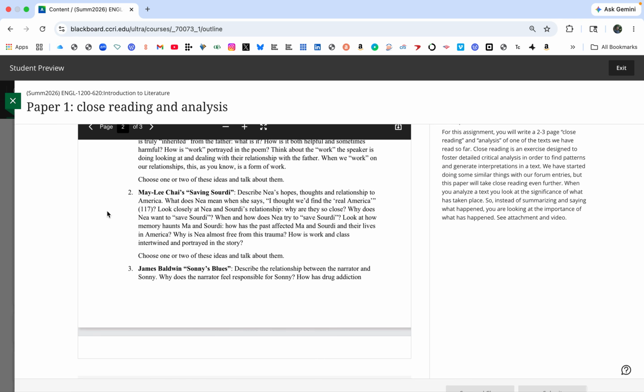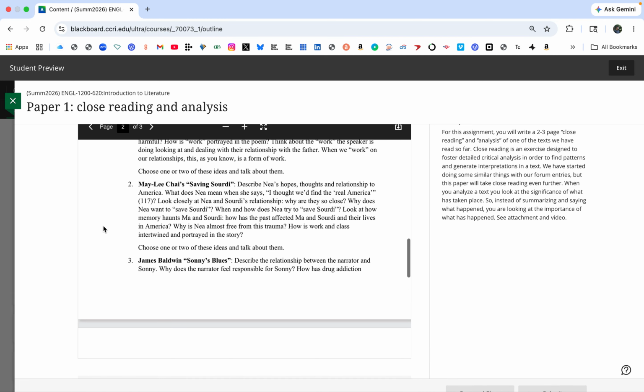Emily Chase's "Saving Sokha." Describe Nia's hopes, thoughts, and relationships to America. What does Nia mean when she says, "I thought we'd find the real America"? Look closely at Nia and Sokha's relationship. Why are they so close? Why does Nia want to save Sokha? When and how does Nia try to save Sokha?